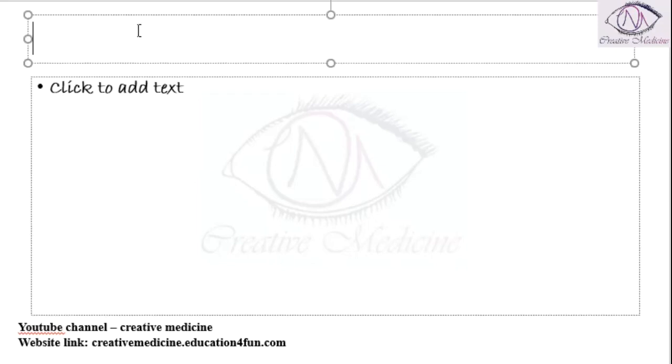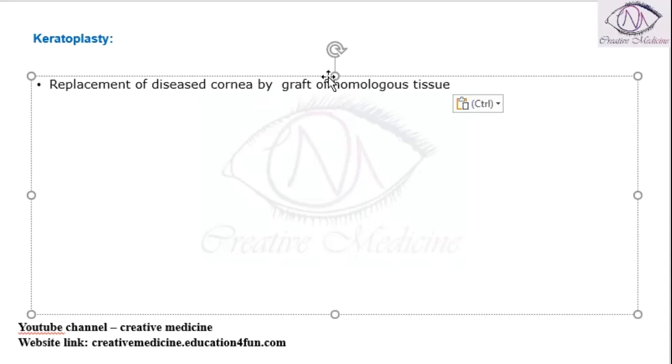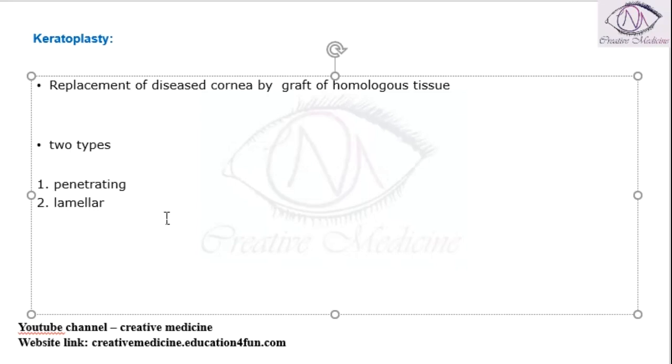What is keratoplasty? Keratoplasty is removal of diseased cornea and it is replaced with a homologous graft tissue. So keratoplasty is of two types: one is penetrating keratoplasty, and second is lamellar keratoplasty.